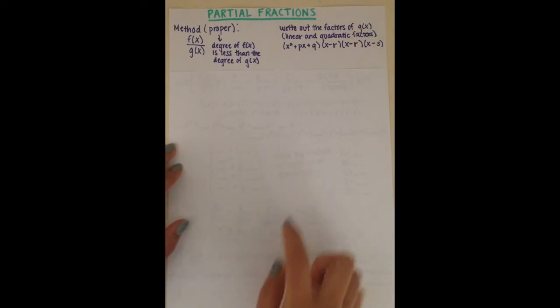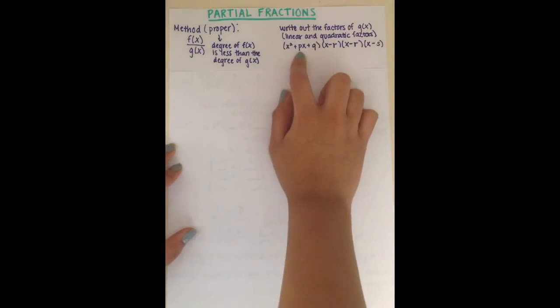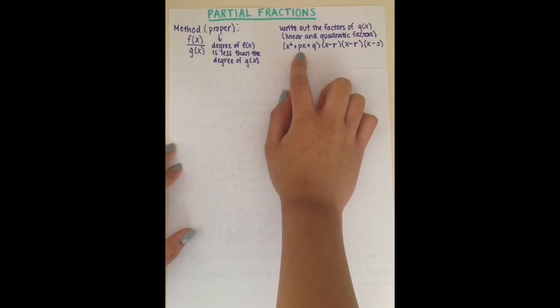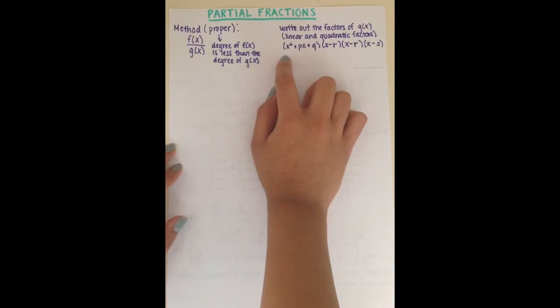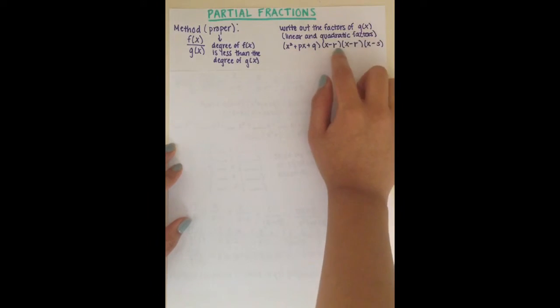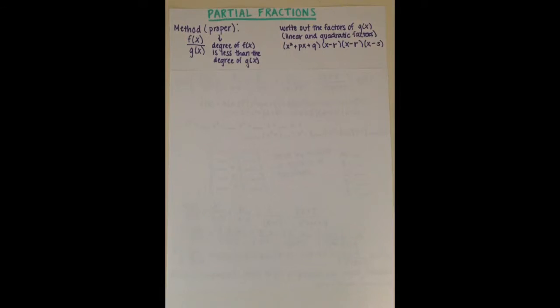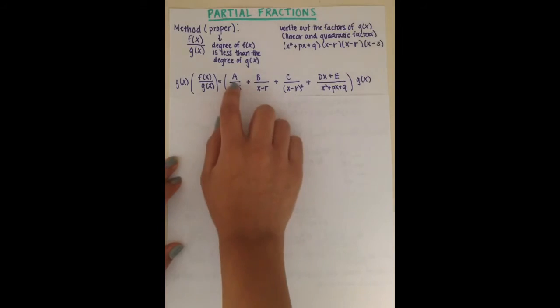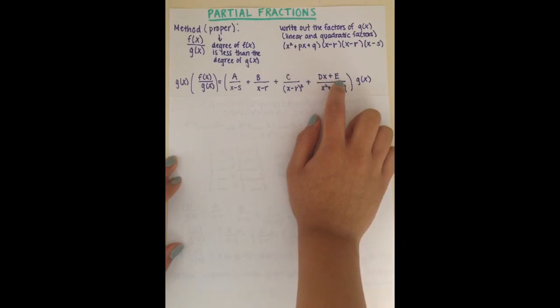You write out the factors of the denominator, the linear and quadratic factors. If a quadratic factor cannot be factored more into linear factors, we will just keep it as a quadratic. So in this case, there's one quadratic factor, a double linear factor, and a single linear factor. Then we set up the partial fraction decomposition. We put one single variable over each linear factor, A, B, C, and then we put Dx plus E, or a linear expression, over the quadratic factor.